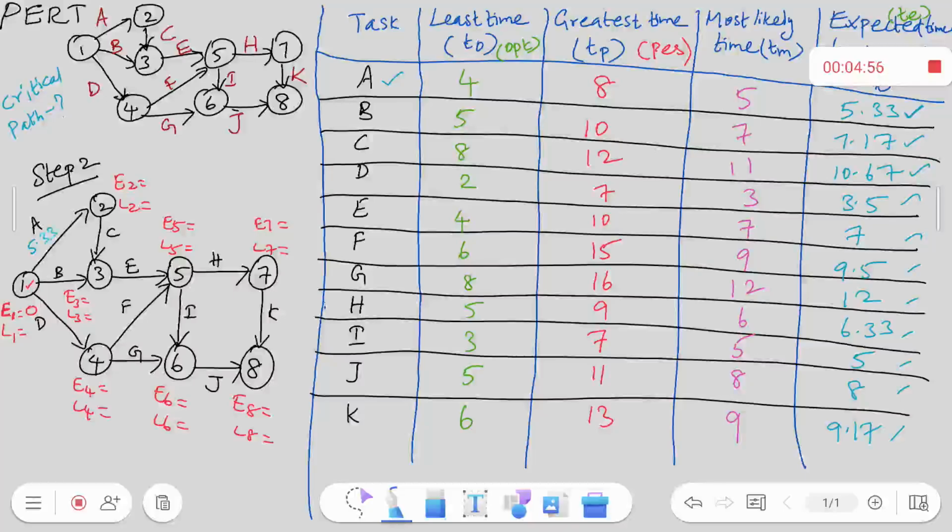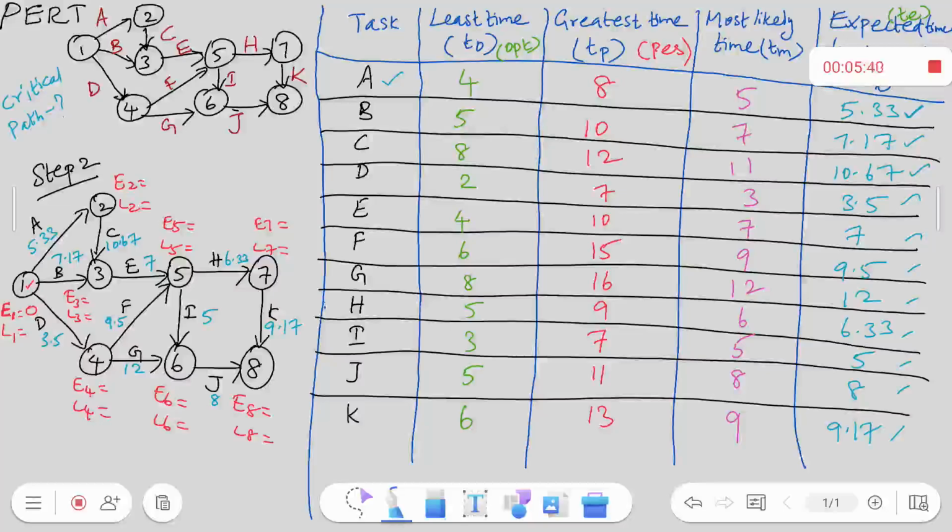So I write 5.33 here. What is the value for B? It is 7.17. For C, it is 10.67. For D, it is 3.5. For E, it is 7. For F, it is 9.5. For G, it is 12. For H, it is 6.33. For I, it is 5. For J, it is 8. And for K, it is 9.17. So I have taken and filled the values for each activity.